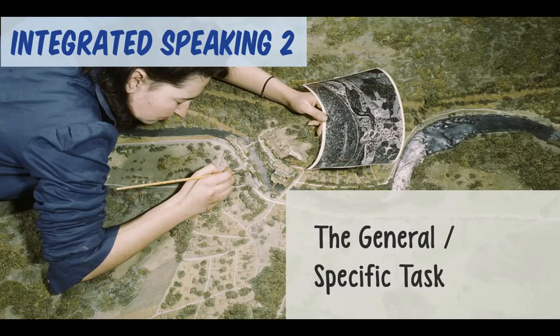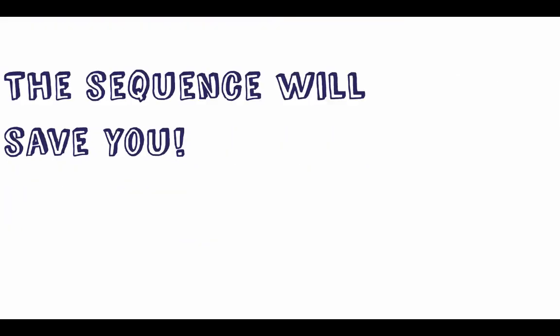Item 4 in the speaking section is actually the second integrated speaking item. So the general specific task is item 4 on the speaking section, and it's the second integrated speaking task. And here, this is going to get a little bit more complicated than the previous integrated speaking task because it's more academic, and you have to be more careful with the relationship between the text and the lecture.